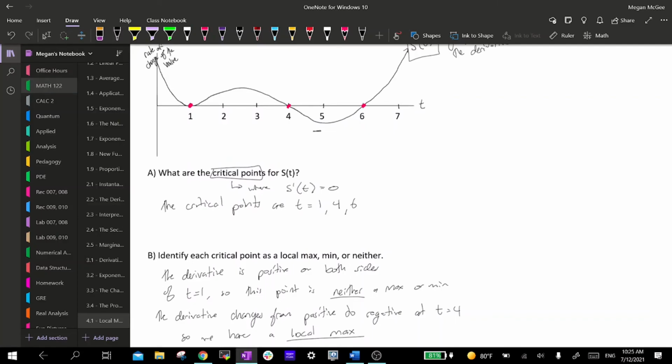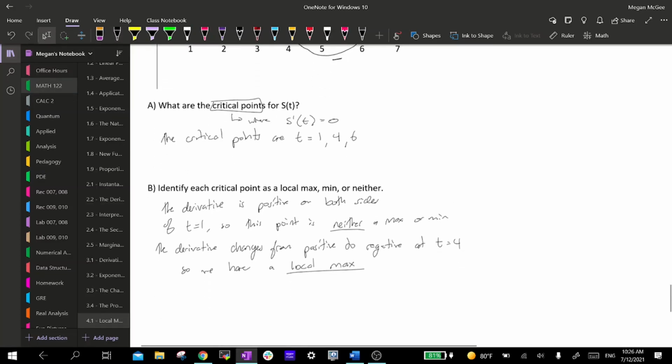And finally, we will look at t is equal to 6. So on the left-hand side of 6, we are below the t-axis, so we are negative. And on the right-hand side of 6, we are above the t-axis, so we are positive. All right, the derivative changes from negative to positive at t is equal to 6, so we have a local minimum.